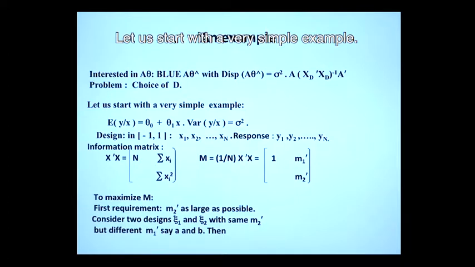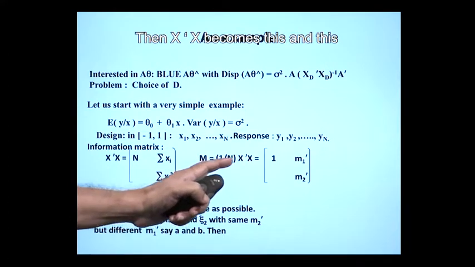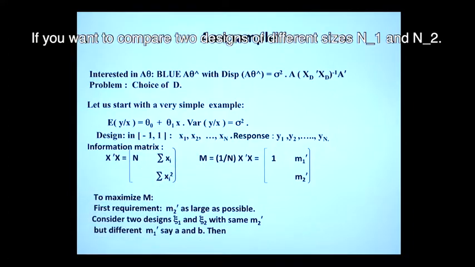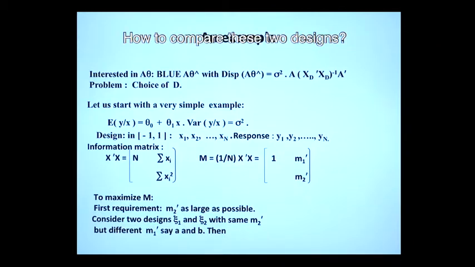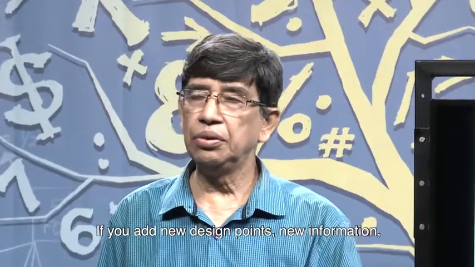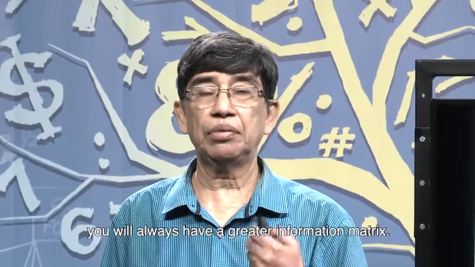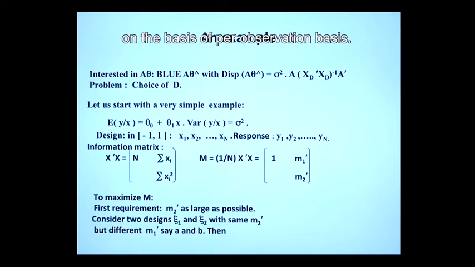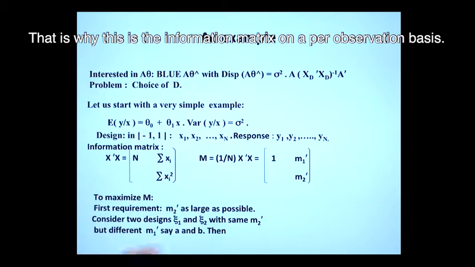Let us start with a very simple example, say theta naught plus theta 1 x, then X'X becomes this, and this M is called the per observation basis X'X. If we want to compare two designs of different sizes n1, n2, how do we compare these designs? If we add new design points, new information, we always have a greater information matrix. So, it is better to compare two designs on a per observation basis. That is why this is the information matrix on a per observation basis.